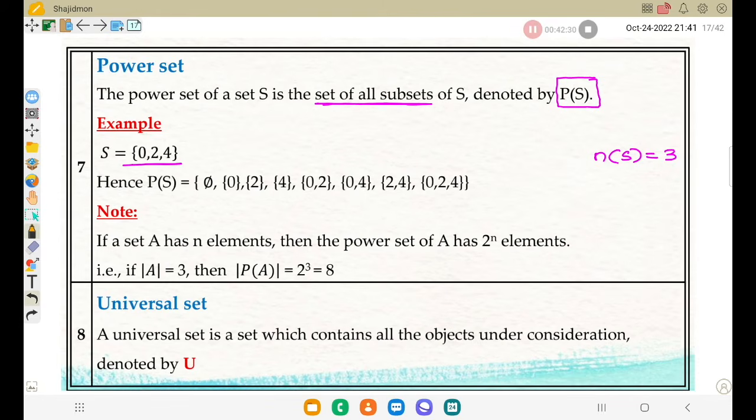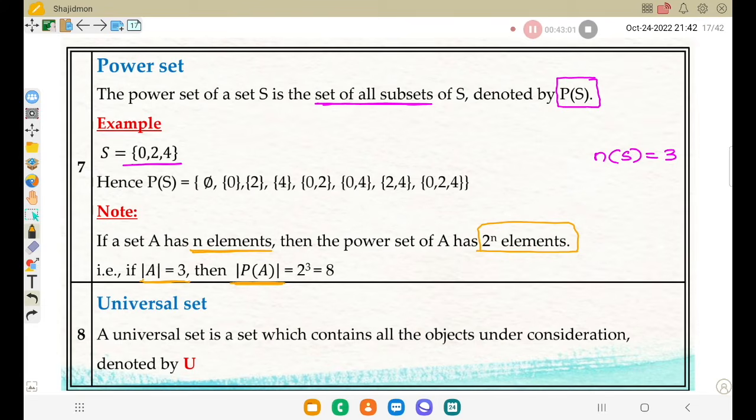Now you can note here, for a set A having n elements, the power set of A has 2 power n elements. For example, cardinality of A equal to 3, number of elements of A equal to 3. Then cardinality of the power set P of A, you can use the absolute value symbol as I told you, equals 2 power 3, equal to 8 elements. So I hope you understood the meaning of power set.